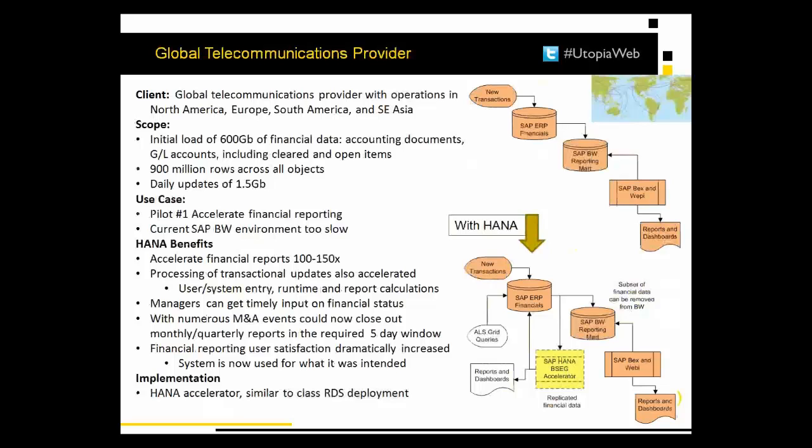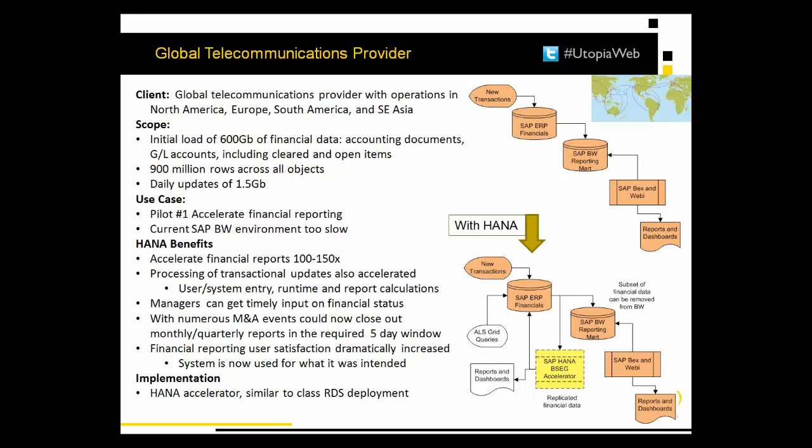The third use case is the HANA accelerators. And remember, these are the three common use cases we saw for 2012. So in the upper right-hand corner of the slide, you can see the high-level enterprise system architecture for that. You have new financial transactions being loaded into their SAP ERP system. The data was then extracted out of that into an SAP BW reporting mart, and then from there they had SAP BEx and WebI generating reports and dashboards.